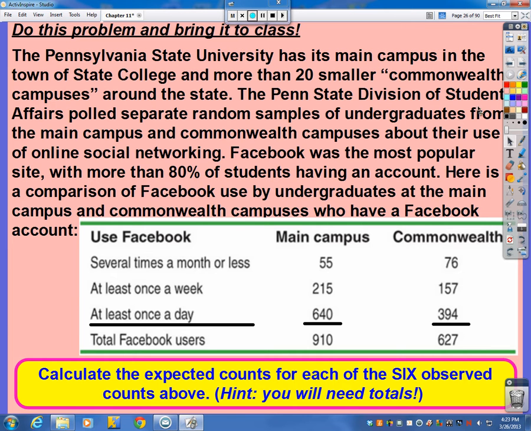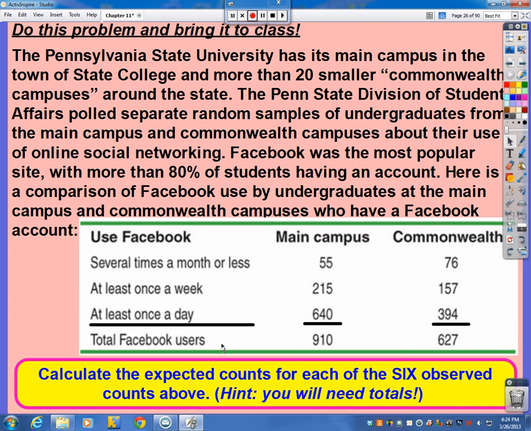Here is the problem that I would like you to do and bring to class. I will check it for homework. All you need to do here is calculate the expected counts for each of the 6 observed counts above. Okay, this is how many we saw here, and here. And I want you to use the information. You might need to get some totals here, like row totals, perhaps. I already gave you column totals. You're welcome. And you might want to figure out what the total is.